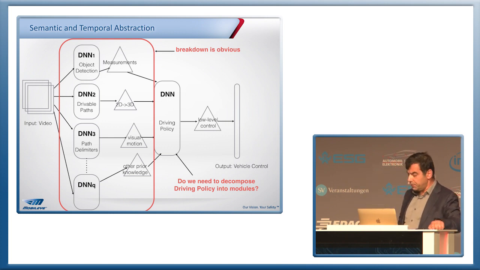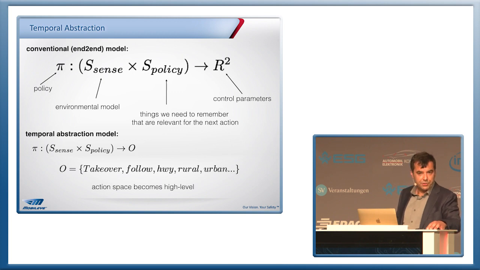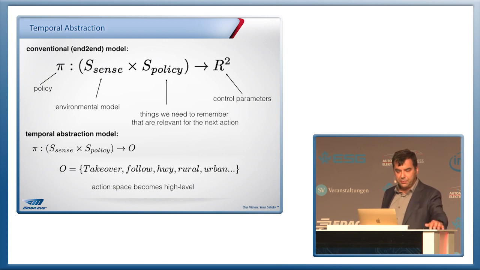But what about the driving policy? How do we decompose this into modules? Now, in the area of reinforcement learning, this is called temporal abstraction. So the idea is the following. In an end-to-end system, we want to learn a policy, and this is the pi on the left, that takes the sensing state, takes also a state of things that we want to remember from the past, and maps it into control parameters. Say only 2 parameters, accelerate and steer, left or right. Okay? So you have all the information from sensing, and then you map it onto your control.